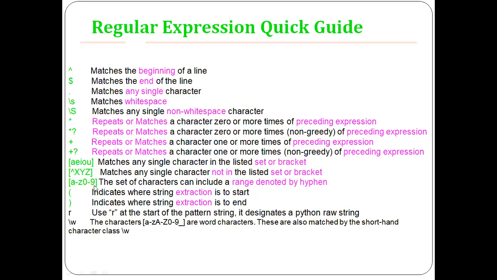And A to Z and 0 to 9, it is a range of characters. We are specifying a range from A to Z and from 0 to 9. Any single character between A to Z and 0 to 9 will be matched. So the set of characters can include a range denoted by a hyphen. We can specify the range. A single character in the range between small a to z and 0 to 9 will be matched.